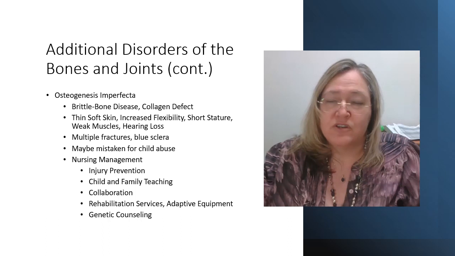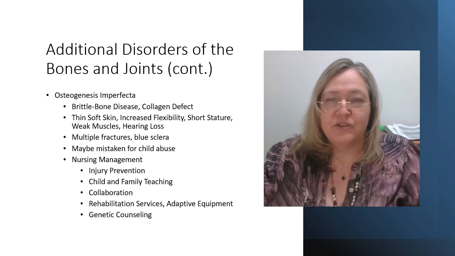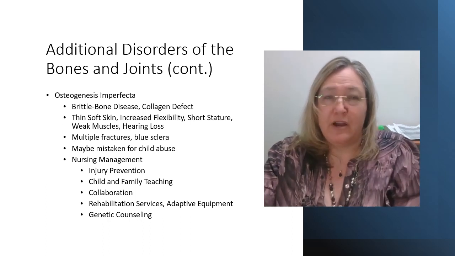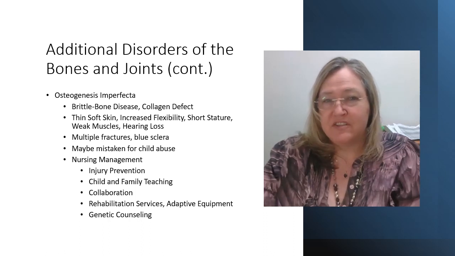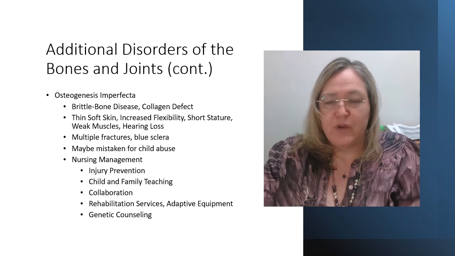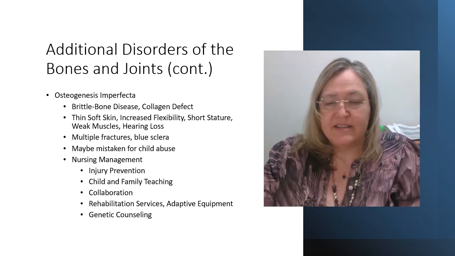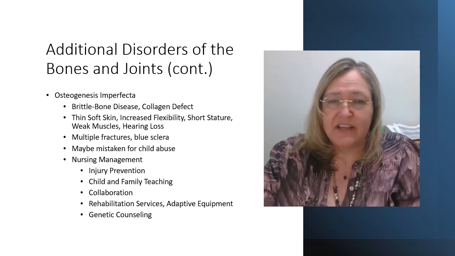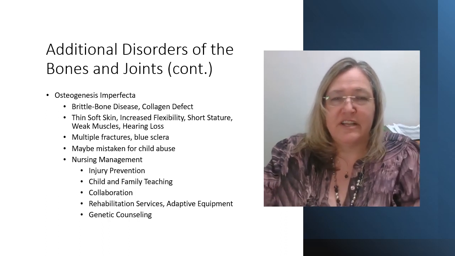And nursing management for this is to ask the right questions. Especially, there's a rush to judgment with parents when the child has broken bones. So maybe suggesting this screening could be very helpful in this situation. Talk to the family about coping with this, and again, this is one that's genetic, so genetic counseling would be in order, and also there's a shorter lifespan associated with this.